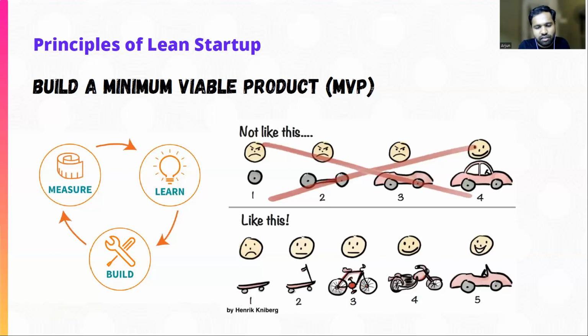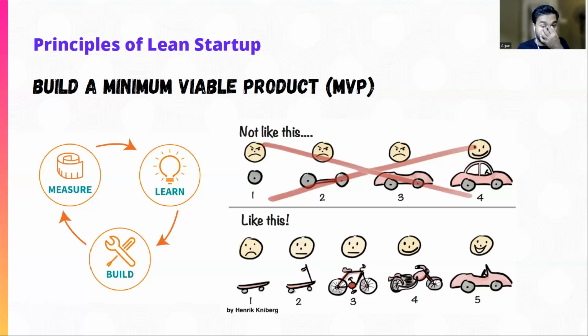So once they travel on the skateboard, then probably they are going to give you some feedback. Okay, it's very unbalanced. Maybe I need a handlebar to hold and ride. So then you come up with the second version. Then probably the customer is going to say, oh, I'm getting leg pain if I just stand and travel, so I need to sit and ride. So then you come up with a cycle.